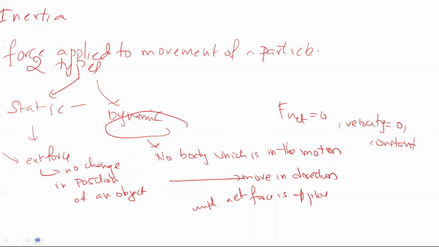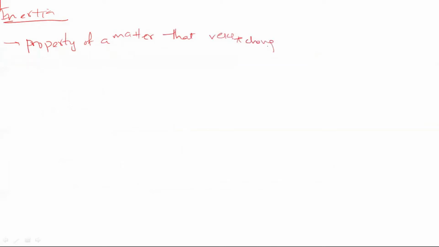Next, inertia is the property of matter that resists changes in the state of motion or at rest. It depends on the mass of the object.